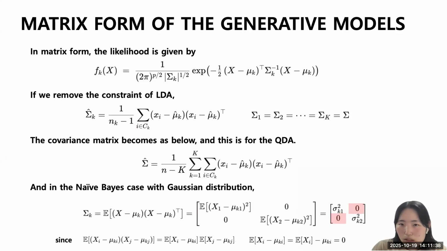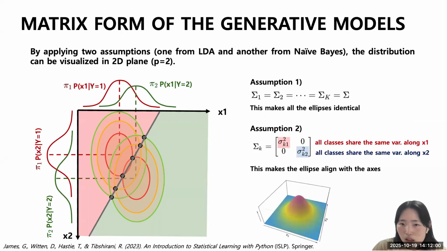In matrix form, the likelihood is given by this formula, and if we remove the shared covariance matrix constraint, we get QDA, which uses only n divided by k samples for each of the covariances. Finally, in the naive Bayes case, we assume the predictors are independent, so all off-diagonal terms in the covariance matrix become zero.